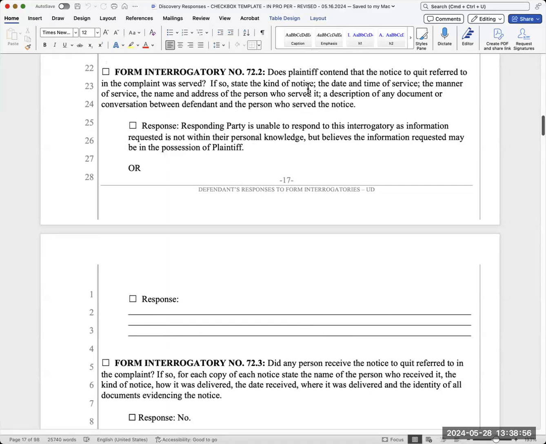Does plaintiff contend that the notice to quit referred to in the complaint was served? If so, state the kind of notice, the date and time of service, the manner, date and address of the person who served it, a description of any document or conversation between defendant and the person who served the notice. So if you don't know, because it's a question for a plaintiff, you can just check here. It's saying, I don't have knowledge of this, but I believe the information you're looking for in this interrogatory is in possession of the plaintiff. If there's any other response, you check here and write it out.